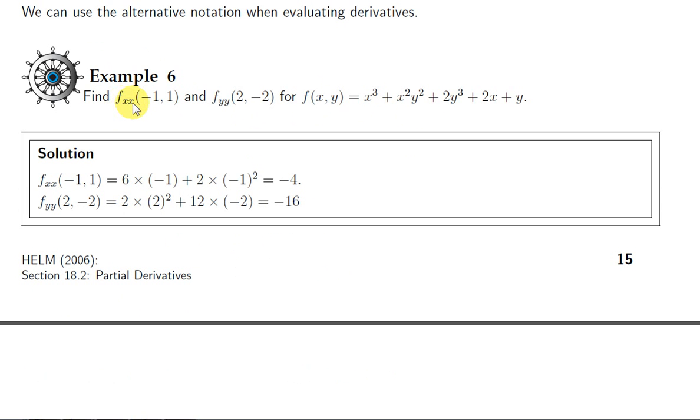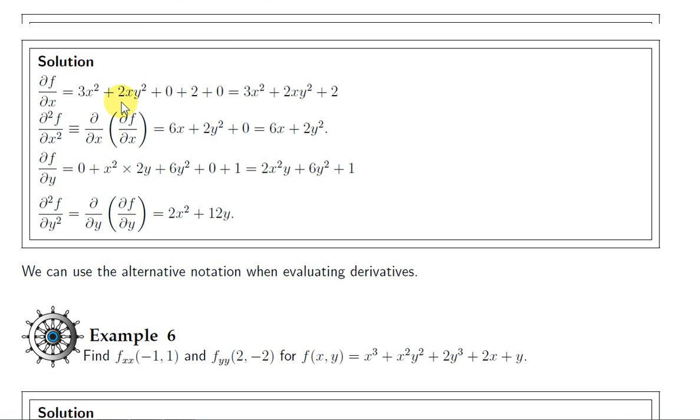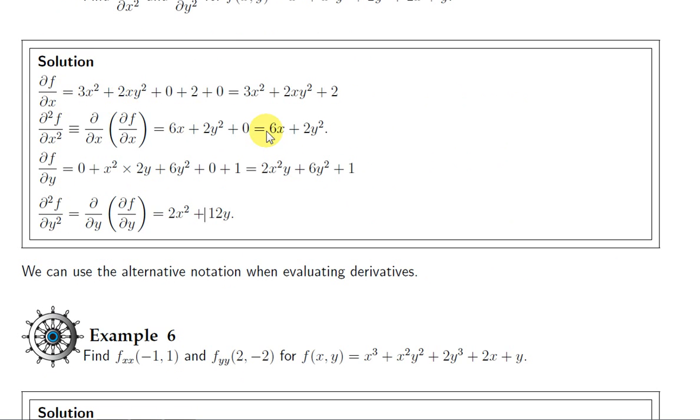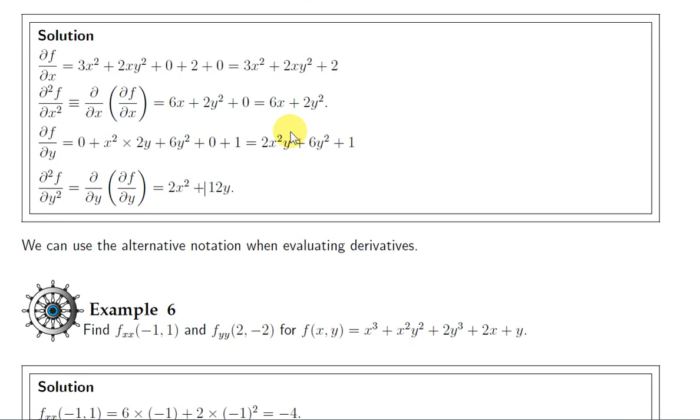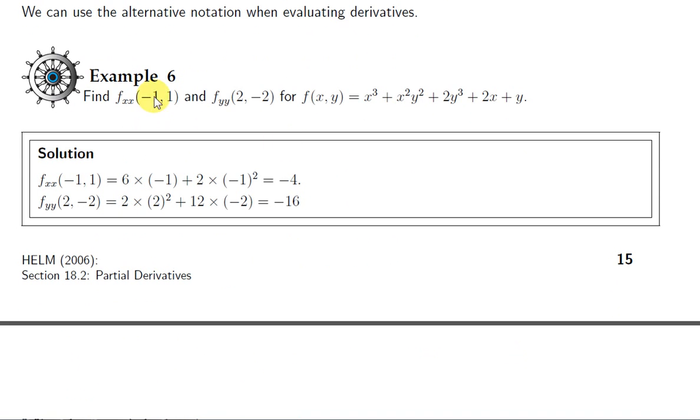Here is an alternative notation for the second derivative of the function f with respect to x. So we've already actually got that second partial derivative. Here it is, 6x plus 2y squared. And we have to evaluate it at the point with coordinates minus 1, 1. So we plug minus 1 in for x and plus 1 in for y.